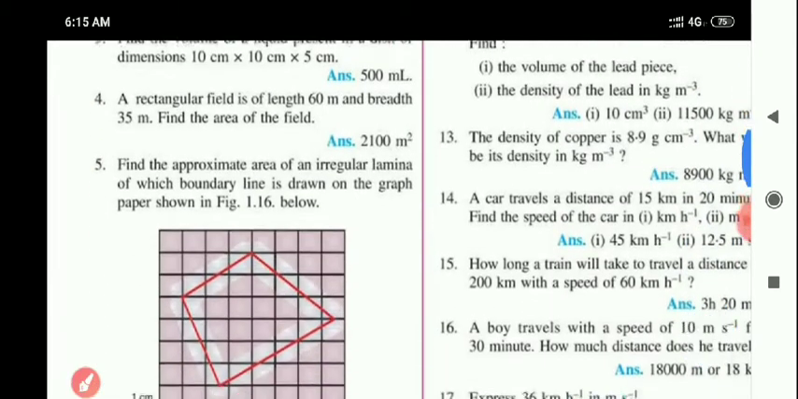Mass of 5 liter of water is 5 kg. Volume of water is given in liters. Mass of water is given in kg. And find the density of water in gram per centimeter cube. So how to find the density of water? Let's move to the solution of the question.